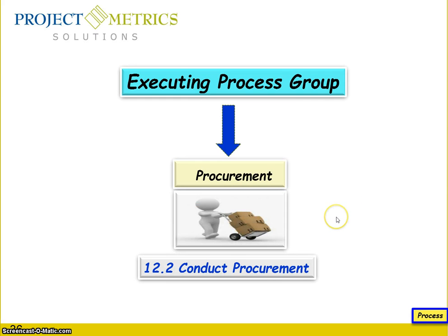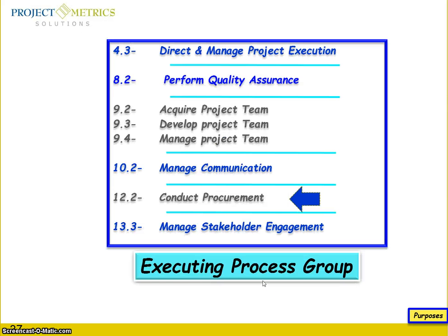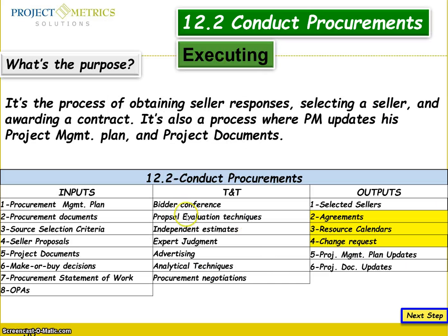So the procurement belongs to chapter 12, where you are going to conduct the procurement. The purpose is the process of obtaining sellers' responses, because you are dealing with a procurement, selecting a seller, and awarding a contract. It's also a process where the project manager updates his project management plan and the project documents. So the outputs here: agreement, resource calendar, change request.